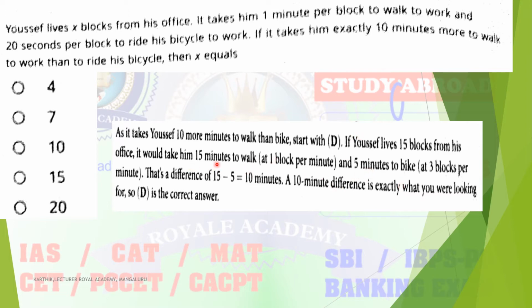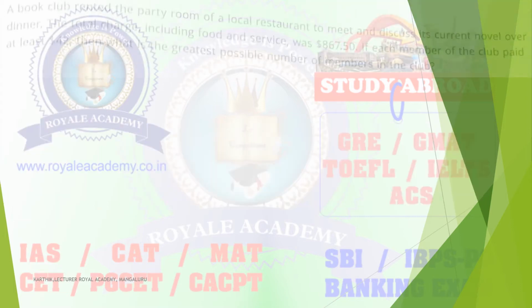So take the difference, 15 minus 5, then you will get 10 minutes. Exactly, that matches your question. So the answer is 15, that is nothing but option D. So likewise, you directly go for the options, then only you can answer the question. We'll see the next problem.